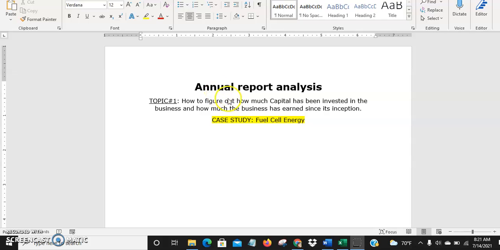Topic number one: how to figure out how much capital has been invested in the business and how much the business has earned since its inception. So today's case study is Fuel Cell Energy.